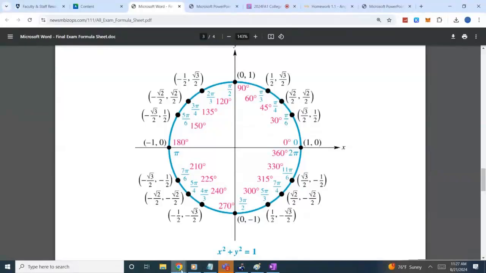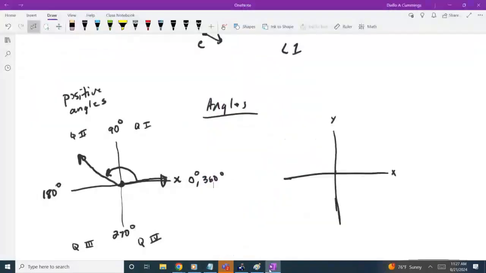For negative angle measures, things change up a little bit. So this is still 0 degrees. Down below, this is negative 90 degrees. This is negative 180 degrees. This is negative 270 degrees. And then we can complete one negative rotation with negative 360 degrees.